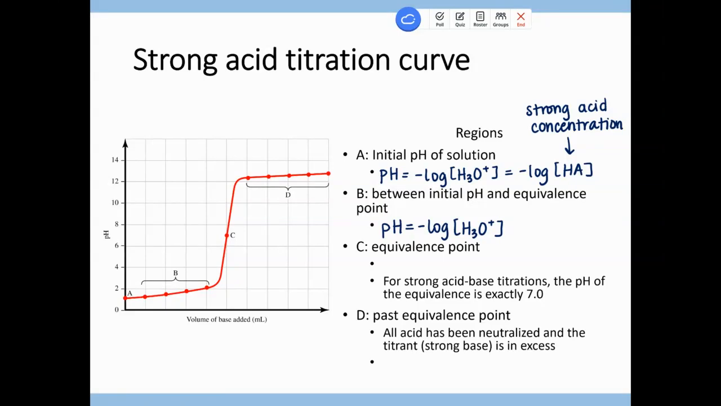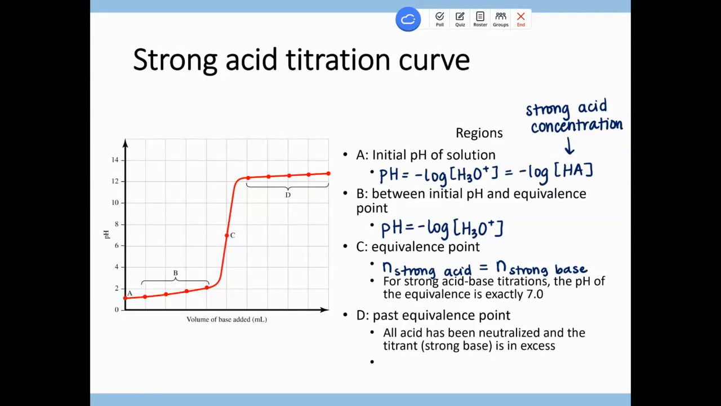Then we've got C, so at the equivalence point. The equivalence point will mean that all of the acid present has reacted with base that has been added. For a strong acid and strong base, they react in a 1-to-1. So you would have moles, n for moles of the strong acid, equals moles of the strong base that is added. So the solution is strong acid, strong base is added.